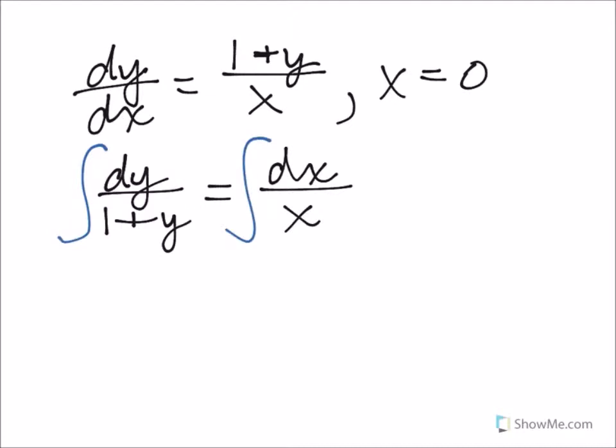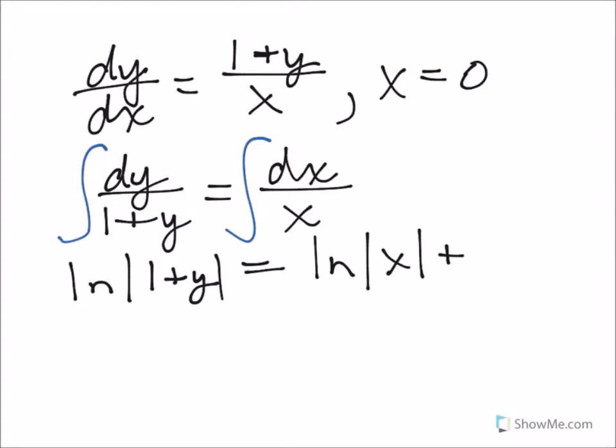We're anti-differentiating essentially. And when we do this, we get the natural log of the absolute value of 1 plus y, and the natural log of the absolute value of x, and then we're going to put a c here, like that. Some of you may not always be putting the absolute value in on these integrals. You must, and we have to see why we can get rid of them eventually, the absolute values, that is.